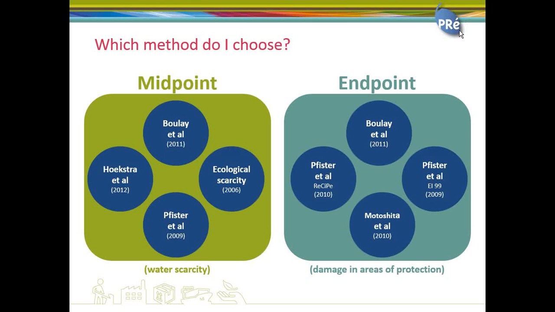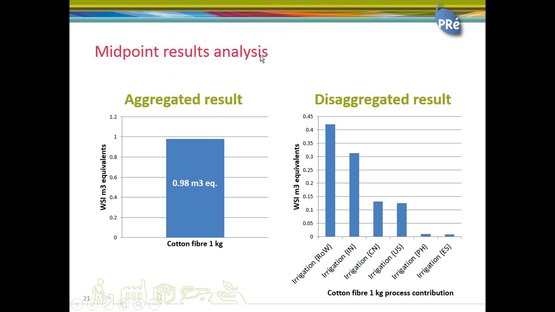But if we switch to the next slide, I would like to look more closely at the actual results in SimaPro. So, for instance, if I run a calculation using a midpoint method, in this case Pfister's method, I'm calculating, let's say, the water scarcity index of 1 kilogram of cotton fiber.